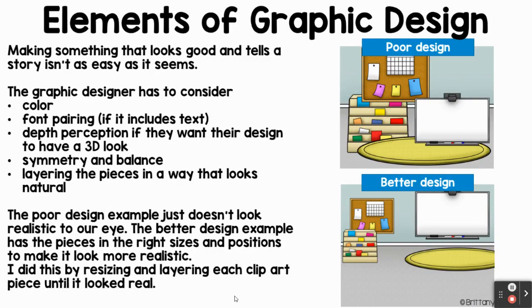So if you look at the top design here, it's very poor, but the bottom one is a better design. When you are designing things, you have to think about color. If it includes text, you have to think about the different font styles that you choose and how you pair them together. Depth perception, if you want it to look 3D, symmetry, balance, and you have to layer the pieces in a way that looks realistic. So the poor design on top here just does not look realistic when we're looking at it. But if we adjust our layers and adjust our sizes, we can make a much better design that looks more real.